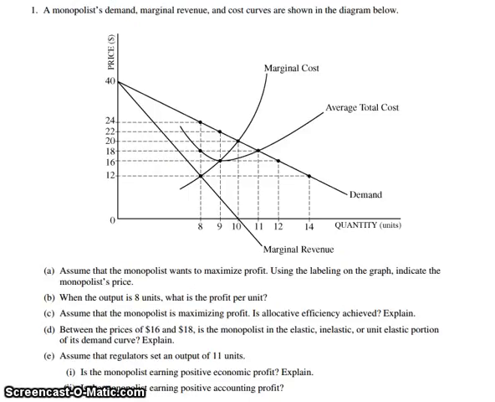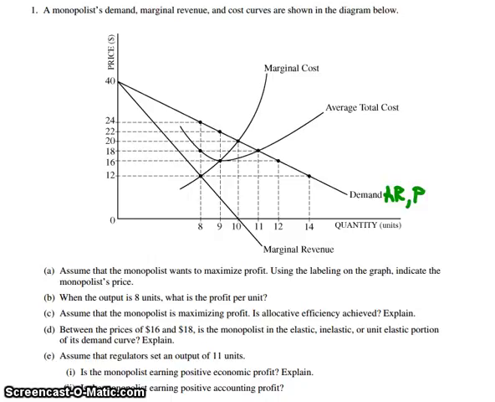Okay, so in the solution here, we obviously have a monopoly. They even tell us that we've got the monopolist demand, marginal revenue, marginal cost curves. So remember, demand also has price over there. The first part A here in question number one says to assume the monopolist wants to maximize profit using the labeling on the graph indicate the monopolist price.